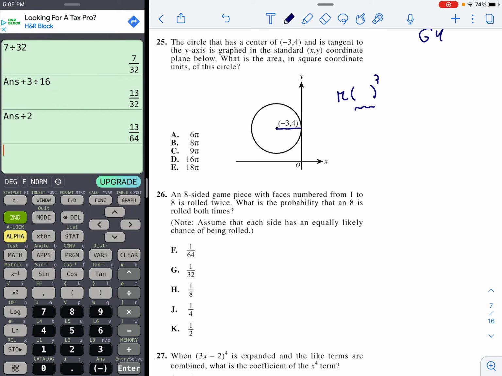Well, it is tangent to the y-axis, not the x-axis. So the one that we can use for the radius is the x-coordinate. We know we're 3 units away there, so that's the radius. Pi times 3 squared, 9 pi, answer choice C.